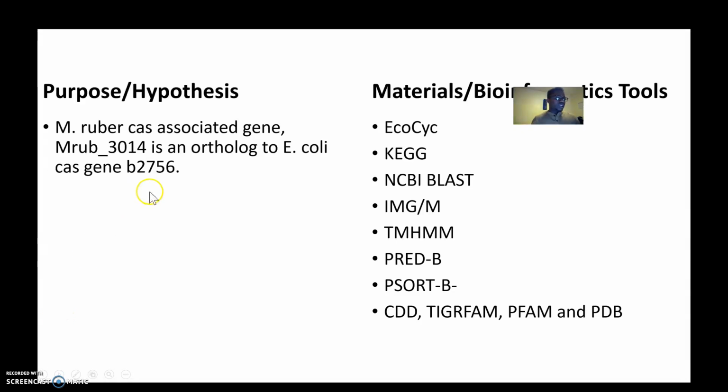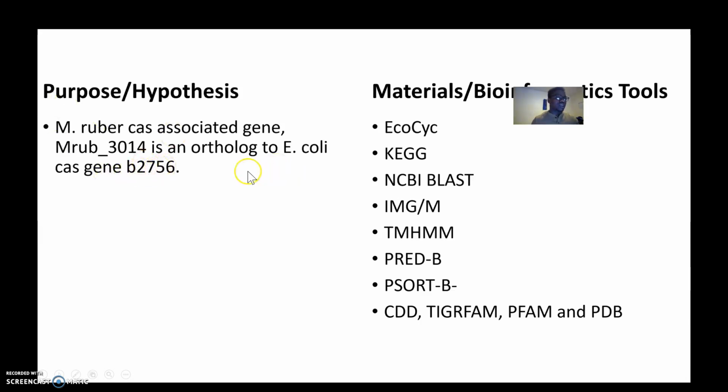We learned that both E. coli and M. ruber contain the CRISPR-Cas system. However, while the CRISPR-Cas system in E. coli is well known, the CRISPR-Cas system in M. ruber is less known. So specifically, we focus on only one of the genes of the CRISPR-Cas system in both E. coli and M. ruber. We focus on the gene known as Cas3 in both organisms. So our hypothesis is that MROB 3014 is an ortholog to the E. coli Cas gene B2756.